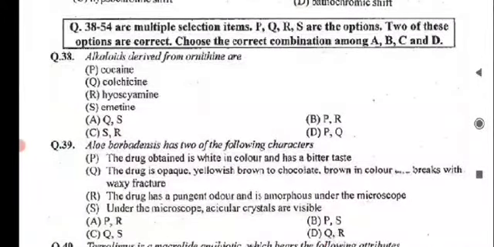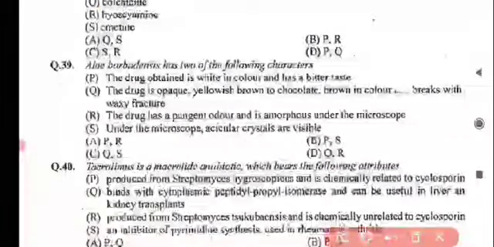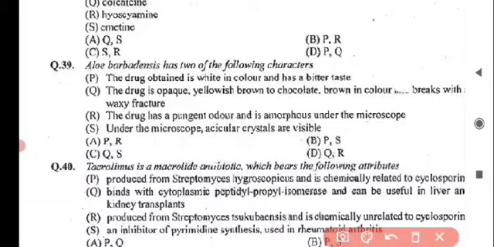Now the next questions are multiple answer type questions. And the question is, alkaloids derived from ornithine are, option B is correct, P and R, that is cocaine and hyoscyamine. Next question is, Aloe barbadensis has two of the following characters, and these two characters are Q and S. That is, the drug is opaque, yellowish brown to chocolate brown in color, breaks with fracture, and under the microscope, acicular crystals are visible.